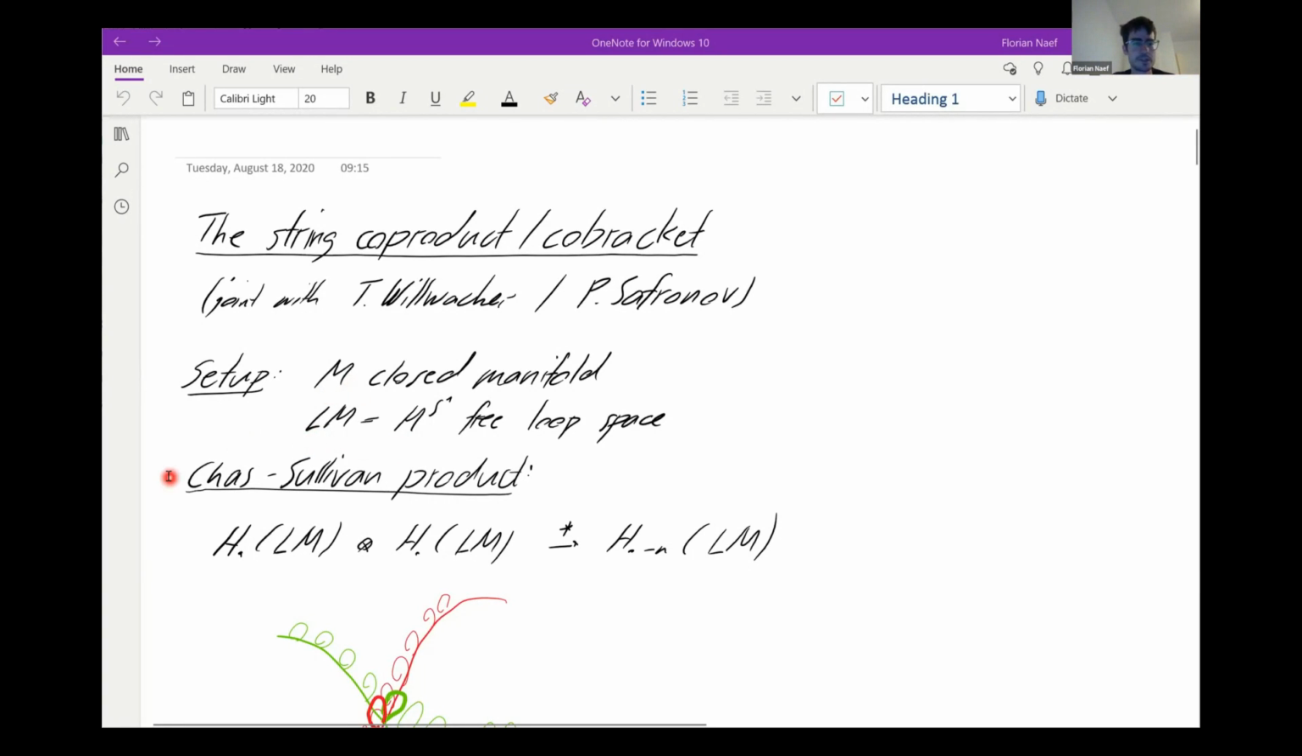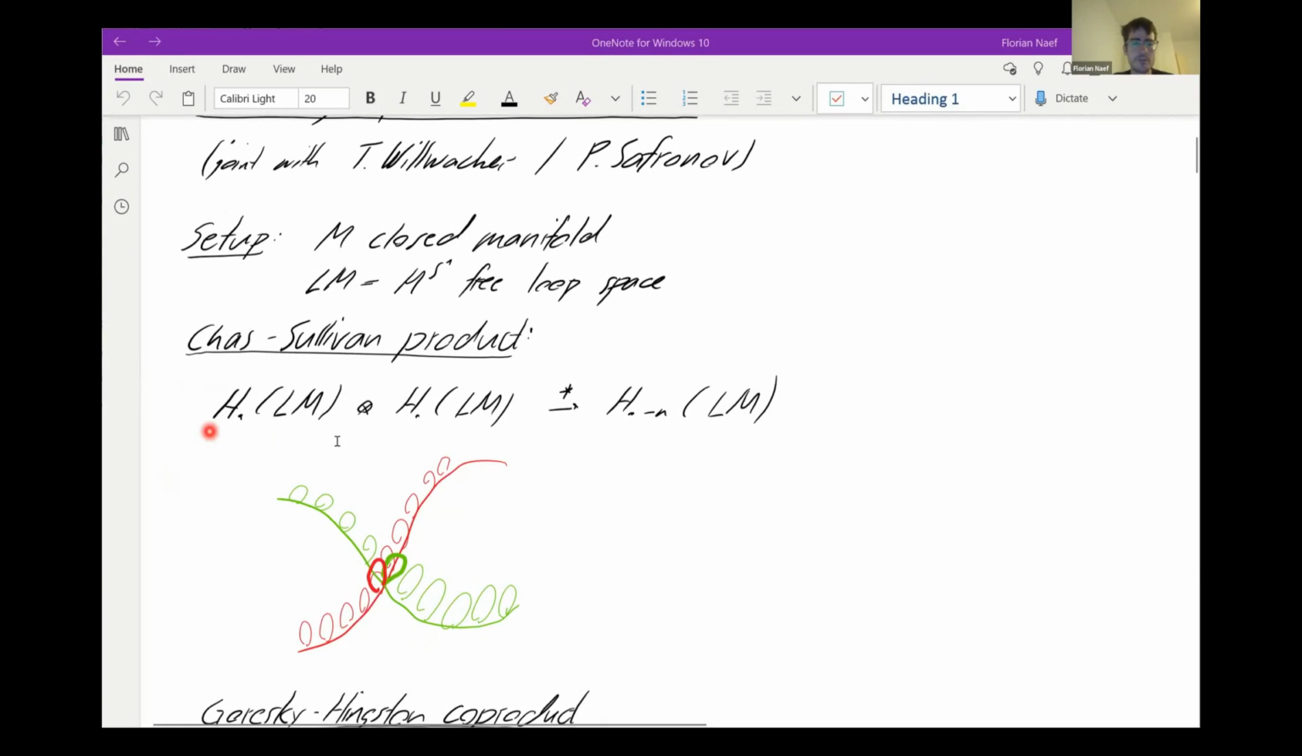So then, as was explained before, on the homology of the loop space there are certain operations, and amongst them there is what is called the Sullivan product, which geometrically is defined as follows. So we take two classes in loop space homology, maybe here the red and the green class.